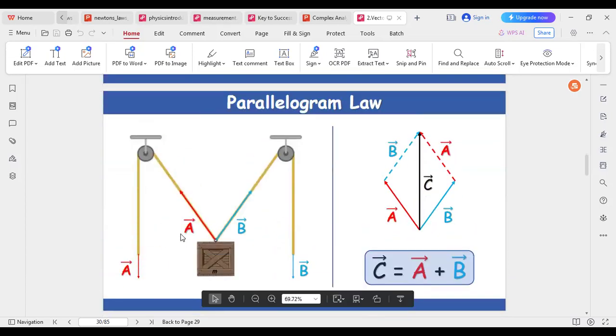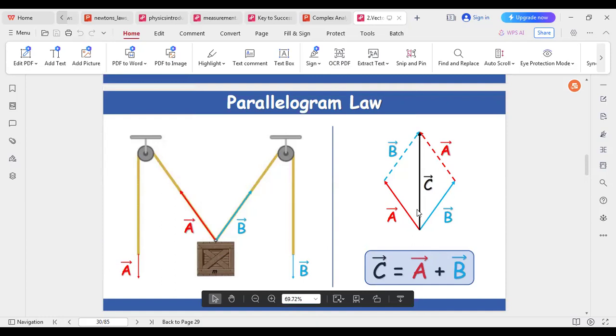Suppose this is vector A, and another one is vector B. So vector A and vector B act at the same point. Suppose this is the pulley having the mass m. If vector A and vector B are represented in this diagram like a parallelogram, and this is the other equivalent parallel line.